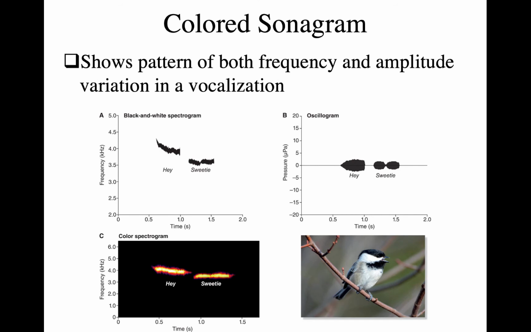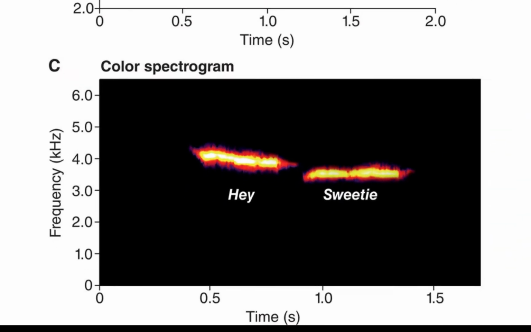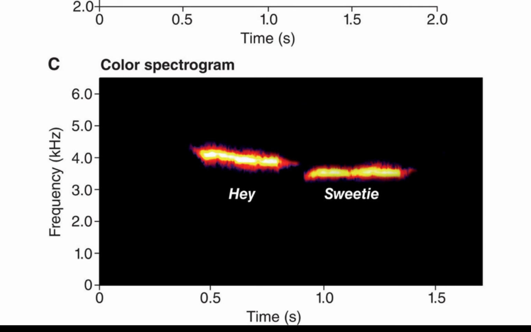There is a third way that you can quantify the vocalizations that birds make that encompasses both the information in a sonogram and an oscillogram, and this is using a colored sonogram. A colored sonogram is basically going to look like a sonogram. It shows us the frequencies that are used, but the brightness of the color indicates the amplitude. So let's actually play one of these vocalizations now to indicate this.